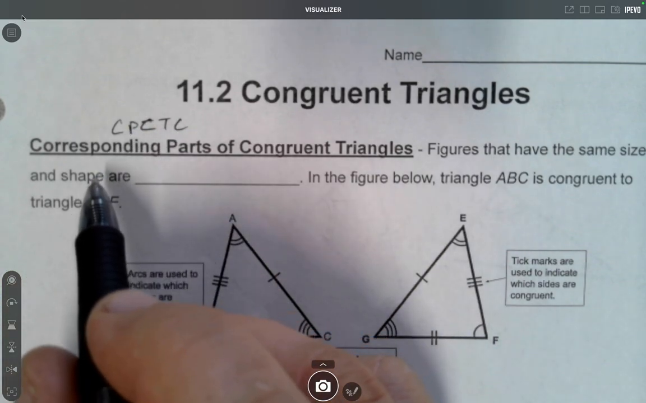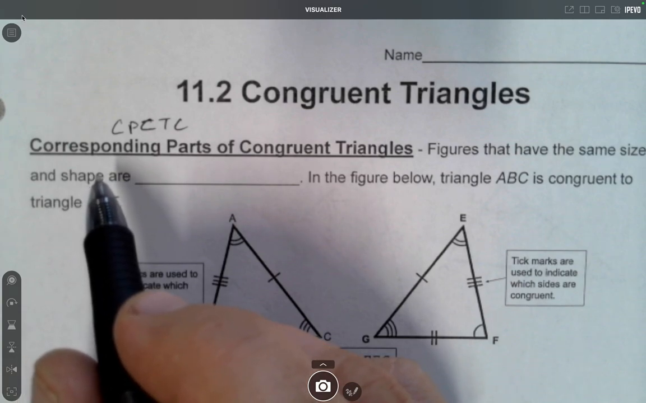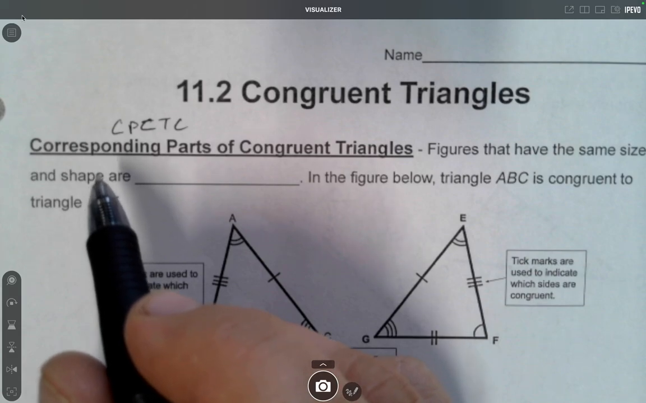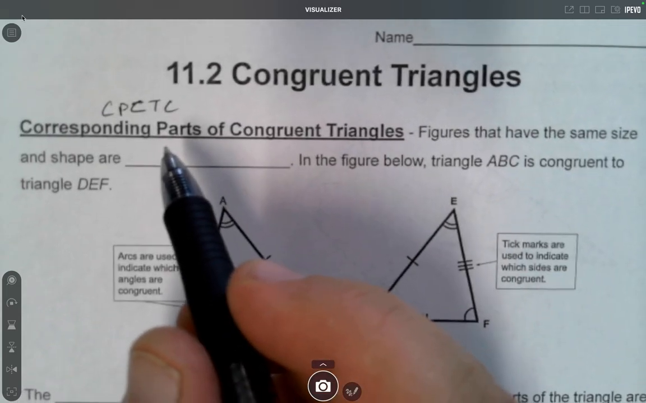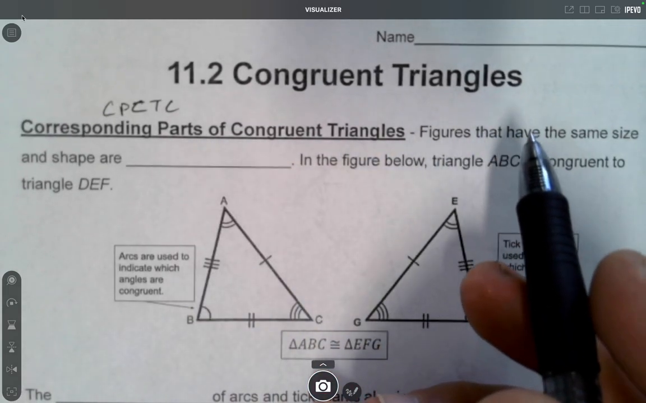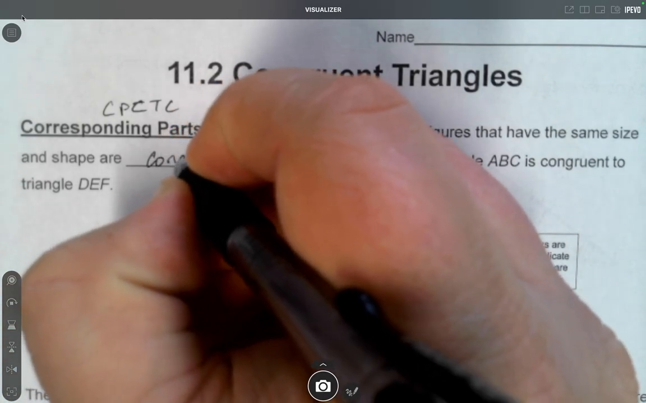So this refers back to the word corresponding we talked about with angles in Section 1. Corresponding means they're in a similar position, or in the same position, just on a different triangle. So corresponding parts are figures that have the same size and shape, and they are congruent.